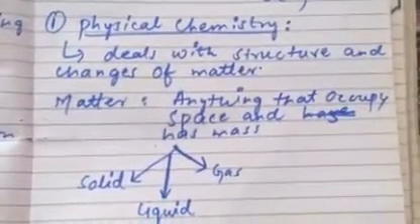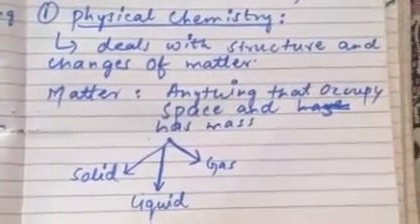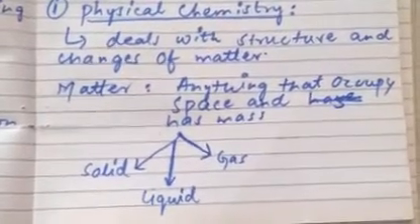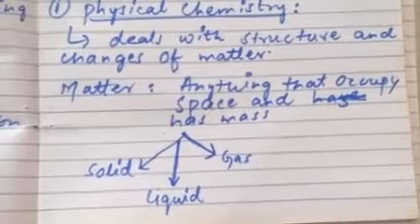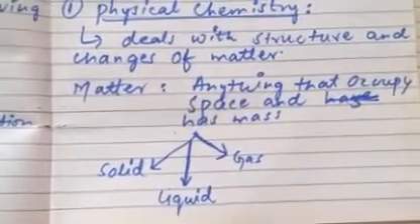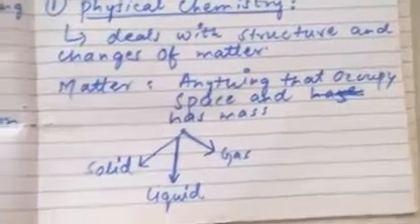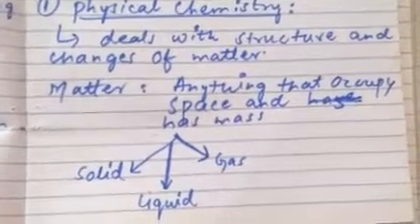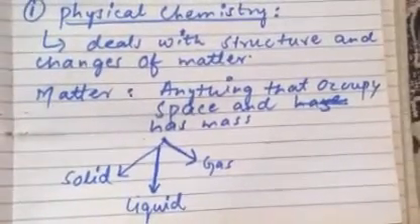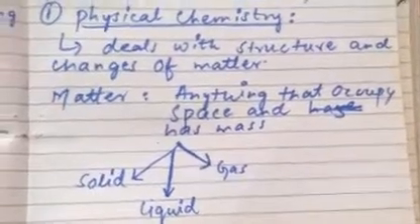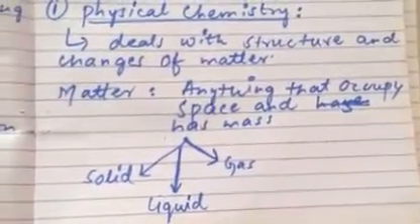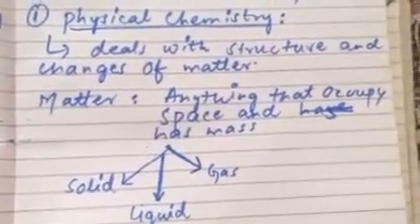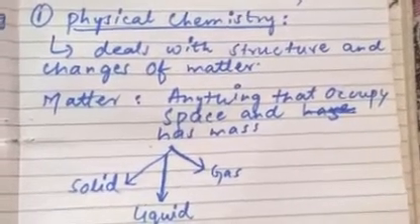So now let's discuss the first branch of chemistry, that is physical chemistry. It deals with the structure and changes of matter. So firstly, you should know about matter. Anything that has mass and occupies space is matter. It may be solid, it may be liquid, and it may be gas. So physical chemistry deals with the physical structure, or it may be physical changes of matter. It deals with the structure and changes of solid, liquid, and any gas. So the branch that deals with the structure and changes of matter is physical chemistry.